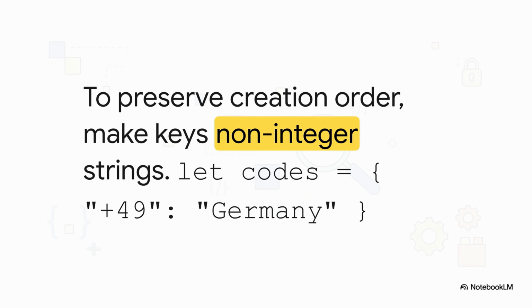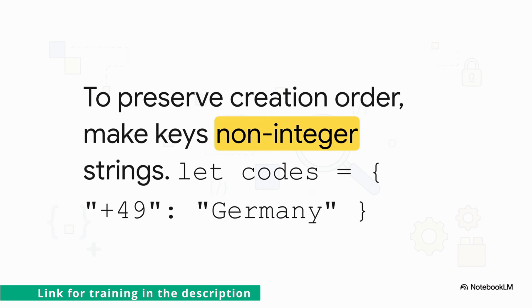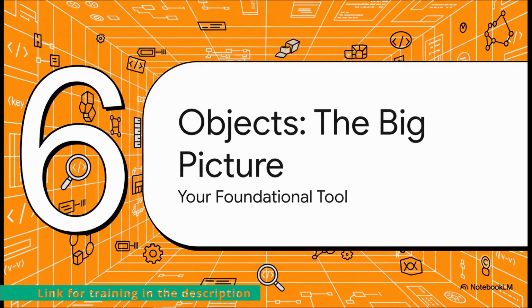So is there a way around this? You bet. The trick is to make sure the key doesn't look like an integer. A super easy way to do this is to just add a plus sign in front, like "+49." Now, JavaScript doesn't see a number anymore, it just sees a regular old string. And because of that, it respects the order you wrote it in. Problem solved.